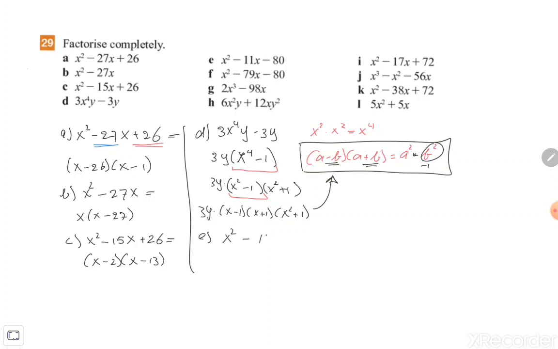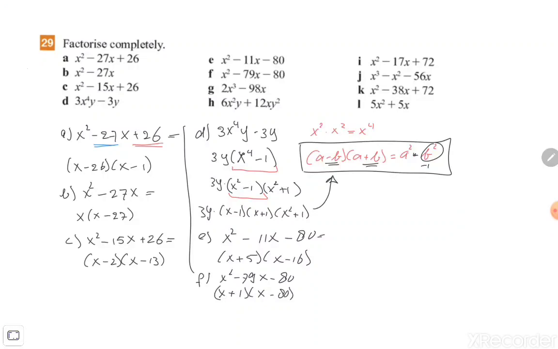X squared minus 11x minus 18. Here we need to use the product sum method again. Then you get x plus 5 and x minus 16. Exercise F. X squared minus 79x minus 18 is x plus 1 times x minus 80.